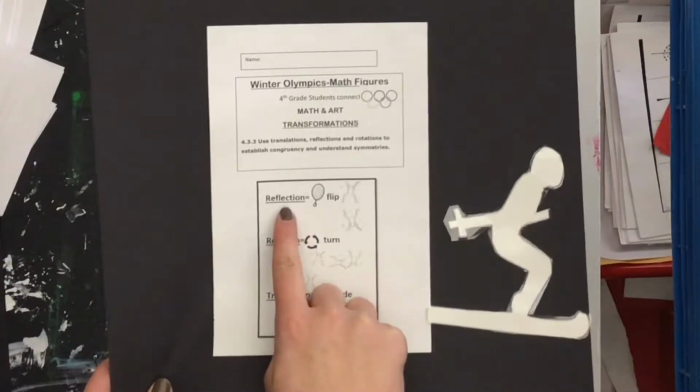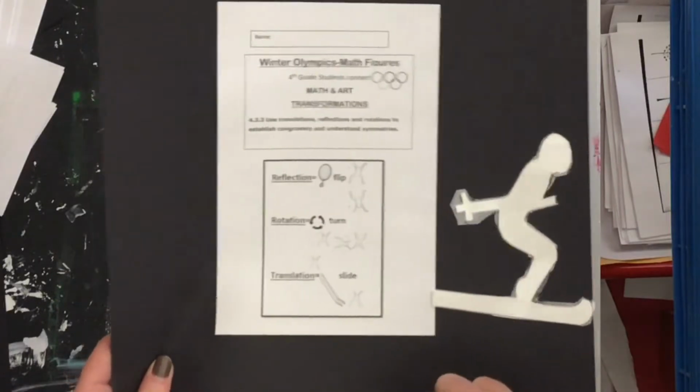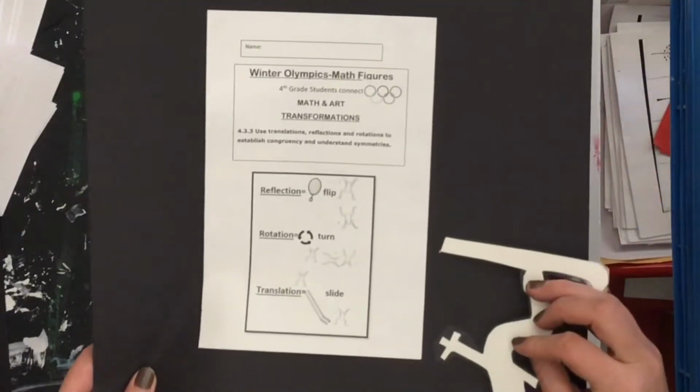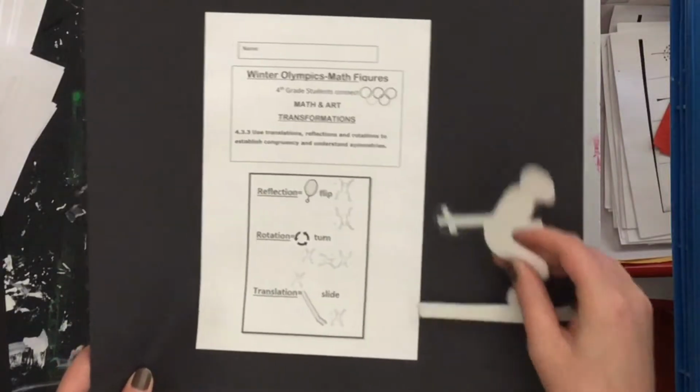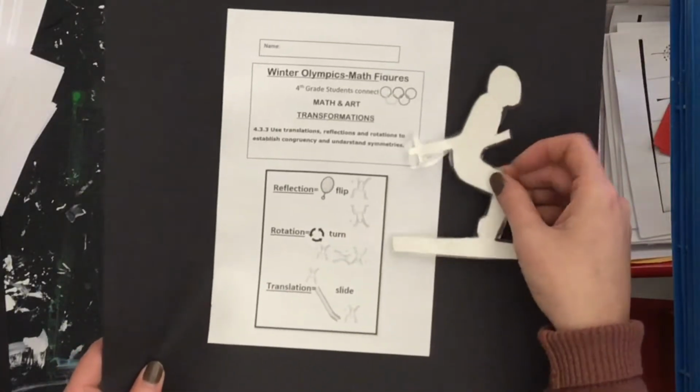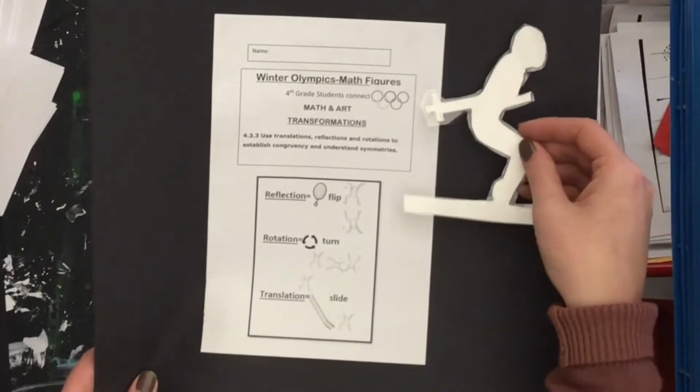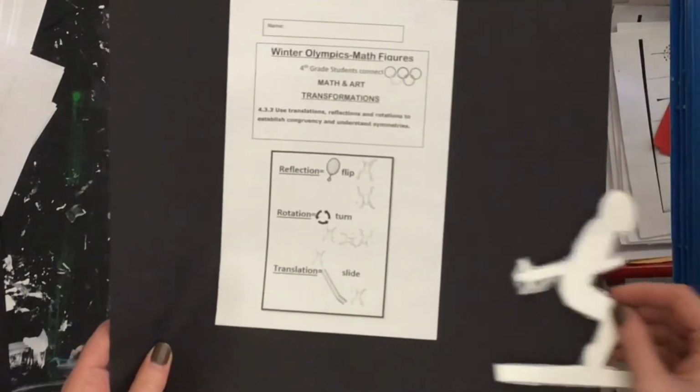We will be making our figures do different movements like you might do in math on a graph. So we will be doing reflections, where you flip something. It would start here and then flip over and you would see the opposite side. We will be doing rotations, where you turn your figure. And then translations, where we will be sliding our figures.